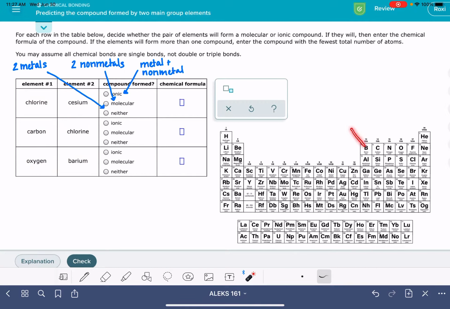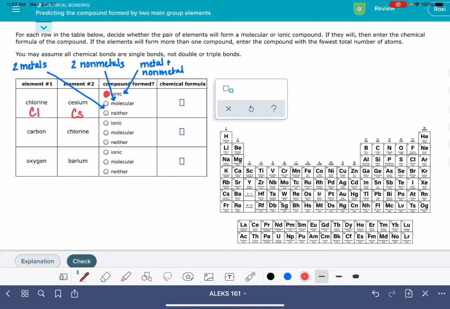To do that, we're going to imagine that line through the metalloids, this line that divides our metals from our non-metals. All of our metals are over on the left-hand side of that line, and our non-metals are on the right-hand side. For the first problem, we have chlorine and cesium. Chlorine is right here and cesium is right here.